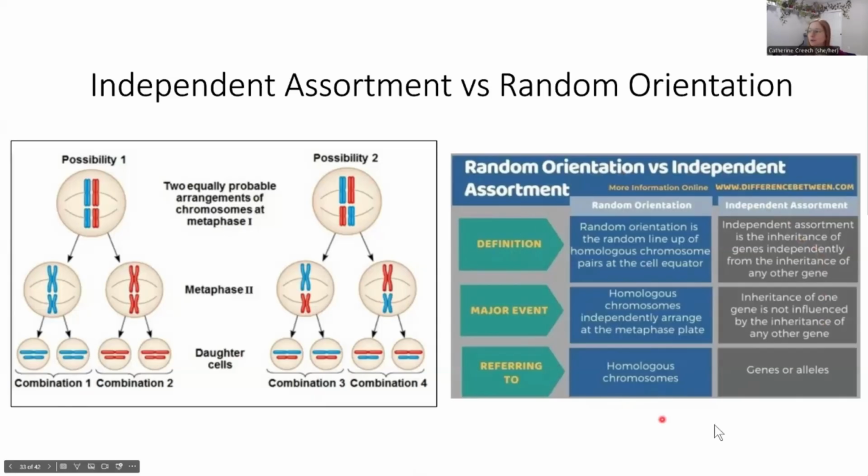A nice little table for you here to get the definition between them. I'm not going to ask you to clarify the definition between them, but I do think it's important to know that they are different.